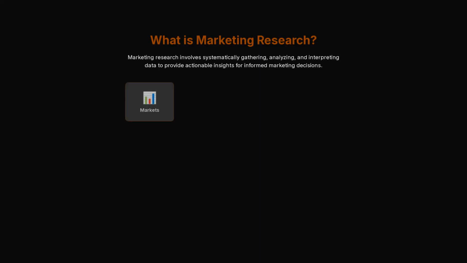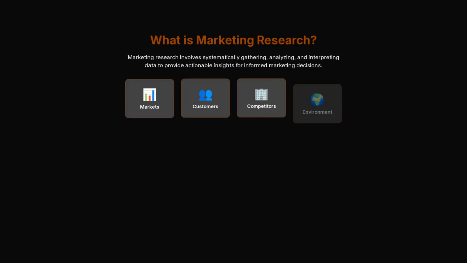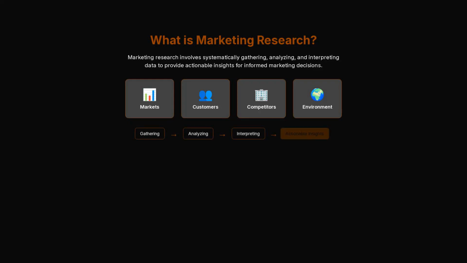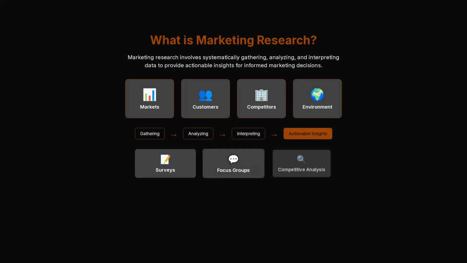Marketing research involves systematically gathering, analyzing, and interpreting data about markets, customers, competitors, and the overall environment. It aims to provide actionable insights that can help in making informed marketing decisions. For example, before launching a new product, marketing research might include surveys, focus groups, and competitive analysis to understand consumer needs and the competitive landscape.